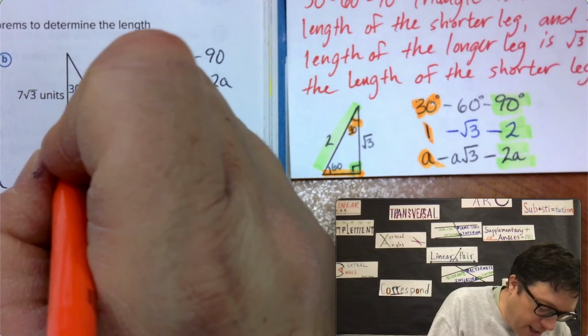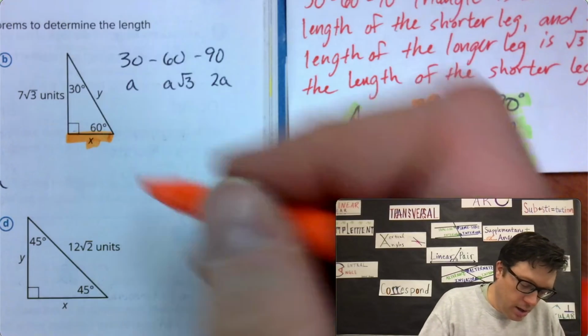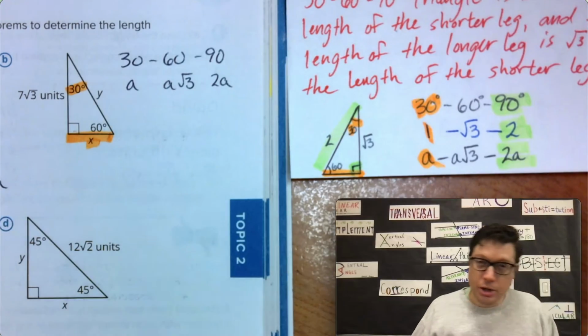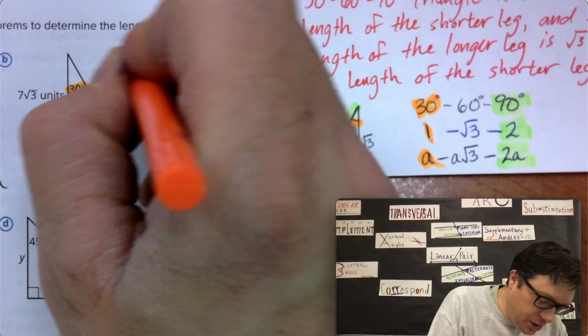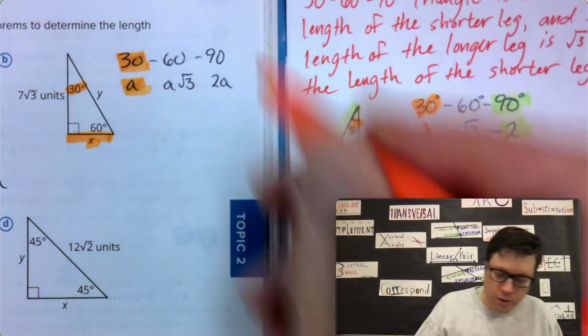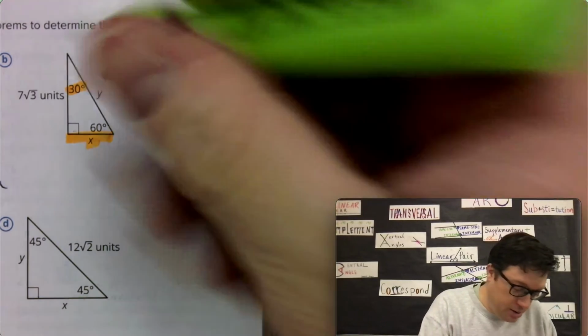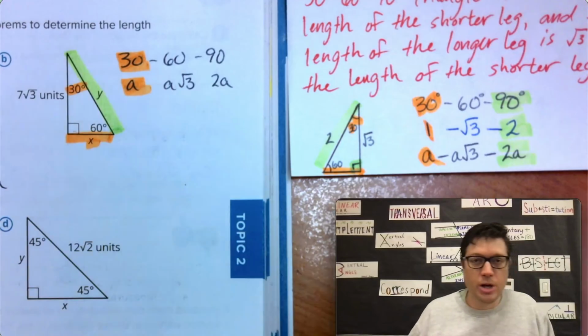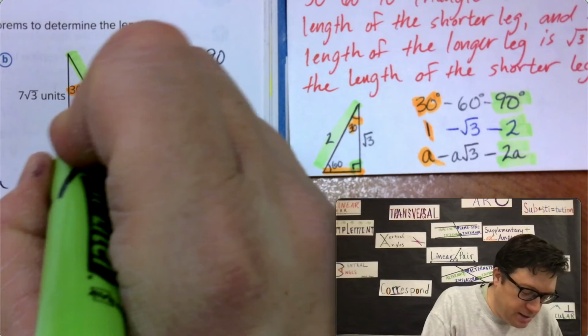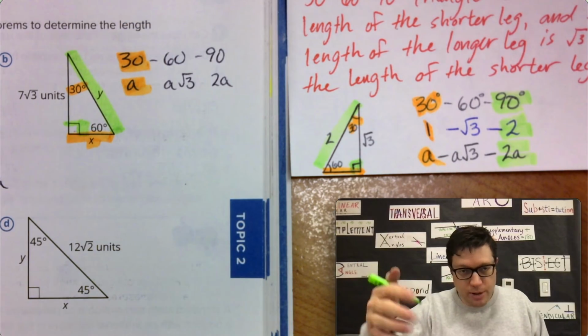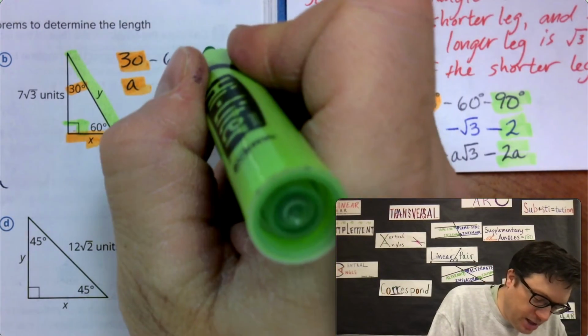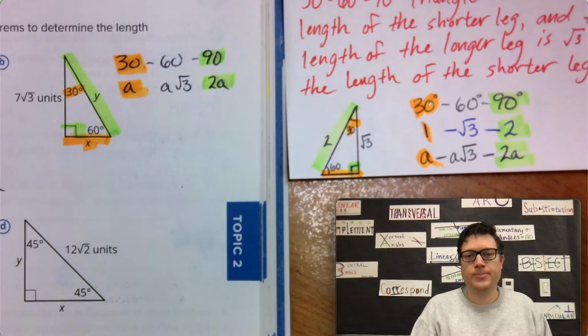Highlight the short side, orange. And that's across from the 30-degree angle. So I'm going to highlight the 30 in orange, and I'm going to highlight A in orange. Then I'm going to highlight the hypotenuse green. There it is. I'm going to highlight the 90 degrees green, because they're always across from each other. Then over here, I'm going to highlight the 90 and the 2A green.